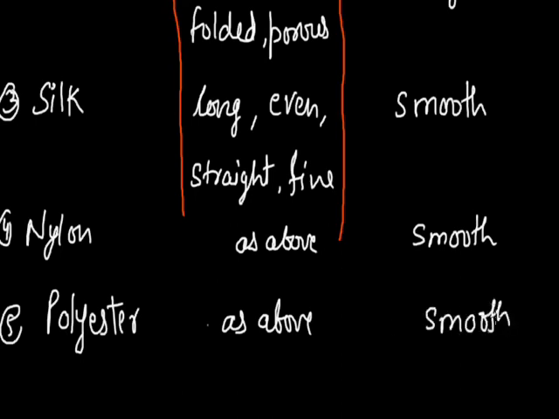So by this activity we have proved that cotton and wool fibers are very rough to touch, and silk, nylon, polyester, etc. fibers are very smooth to touch because they have a long, even, straight and fine structure. But the cotton and wool fibers have a short, uneven, folded and porous structure, so they become very rough.